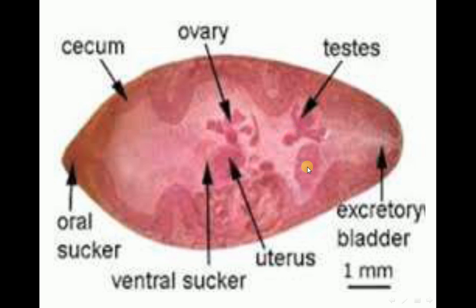At the posterior portion of the body, we can see two lobed testes adjacent to each other. There is one lobed ovary in the center of the fluke, behind the acetabulum, and there is a coiled uterus. We can see the excretory bladder extending from the posterior portion of the body to the pharynx.